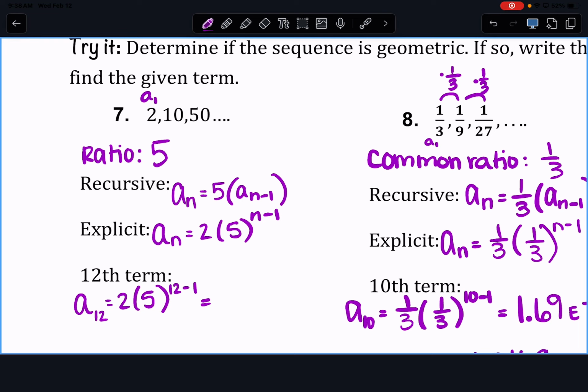I got 96,250. That was too fast. What? 97 million, 250. That's a big number, right?